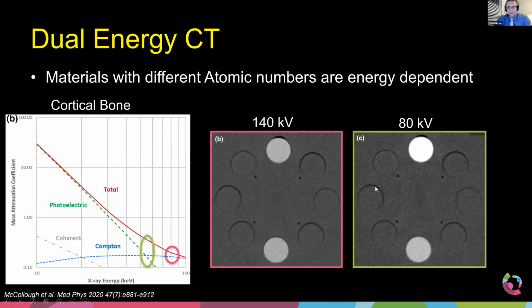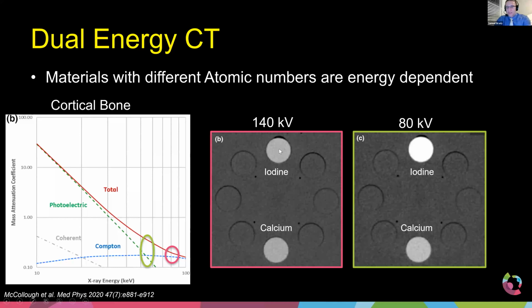And so when you look at these two images, the first thing you notice is at 140 kV, you probably can't distinguish the difference between the material of these two objects. But at 80 kV, they look different. So there's a reason they look different, because they're obviously different materials. So here I'm just simply going to reveal to you that it's an iodine plug at the top of this phantom and a calcium plug at the bottom. Now, until I told you that, you wouldn't know what the material is.